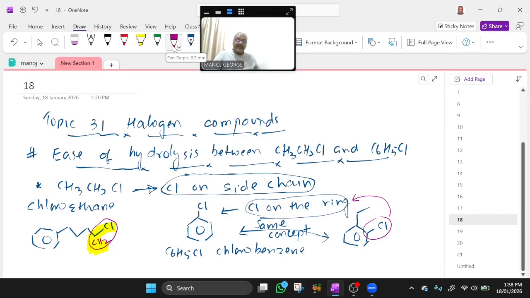So what I was saying is, chlorine on the ring and chlorine on the side chain are two different things. So chloroethane represents chlorine on the side chain. Chlorobenzene represents chlorine on the ring. So whatever I teach you for chlorine on the side chain and chlorine on the ring, accordingly you will use those comments for the exam questions. Let me give you an example. If you're ready, let me go to the next page.